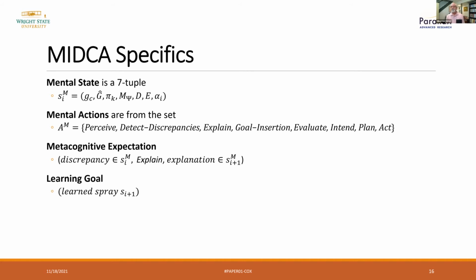And then in this case, we have another metacognitive expectation. There might have been a discrepancy right before we tried to explain it. For instance, why did that plant die when I sprayed in the cell adjacent to it? I should have an explanation after I try to explain it. If I can't come up with an explanation, for instance, I did not observe another gardener do anything, well, maybe my model of how spray works is incorrect. I might want to generate the learning goal, learn spray, in the next state.